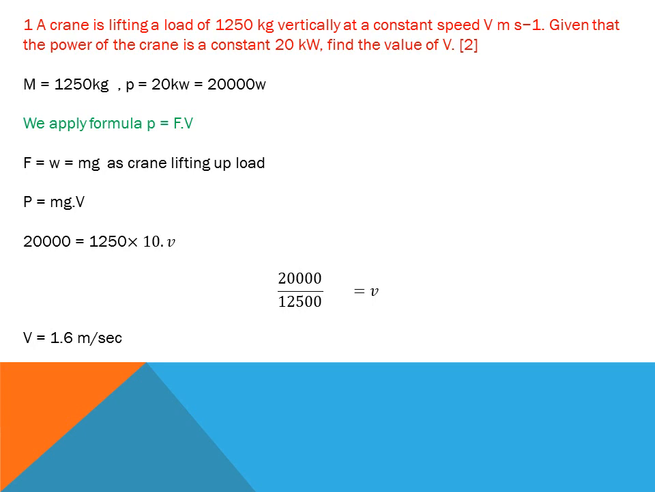So F is equal to W is equal to mg, as the crane is lifting up the load. So P is equal to F dot V. We place the value of F as mg dot V. Applying the values of P, M and g, we will find V is equal to 1.6 meters per second.